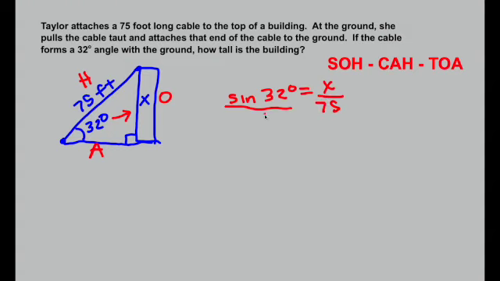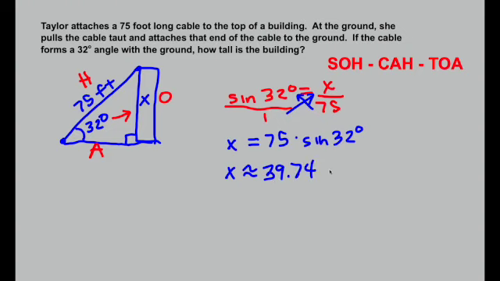From here, we're going to go ahead and make it so we have a fraction on the left-hand side. And now we're going to go ahead and cross multiply. So 1 times x is x, and then 75 times sine 32 degrees. So go ahead, grab your calculator right now, and enter in 75 times sine 32. Remember, you don't need to put a degree symbol. The calculator already knows that. So when you do that, if you've done it correctly, you should get x is going to be about 39.74. And then in this kind of a situation, we definitely need our units. So we're talking about feet, so we're going to say feet.